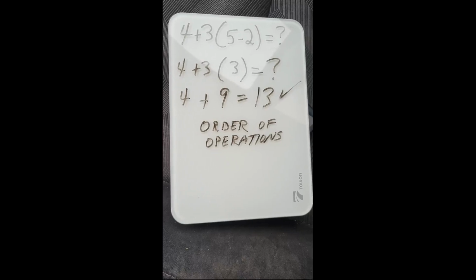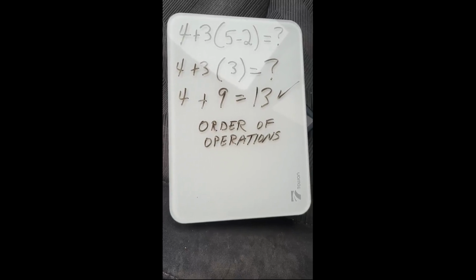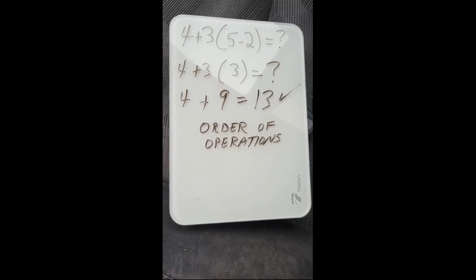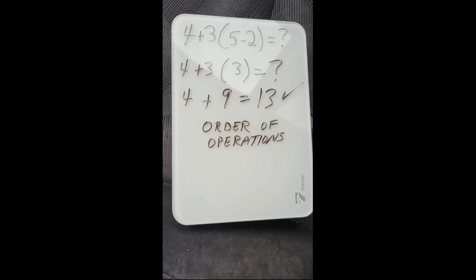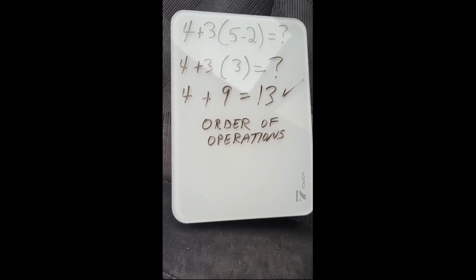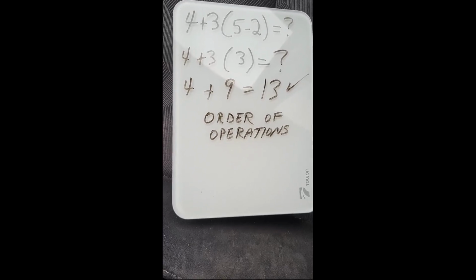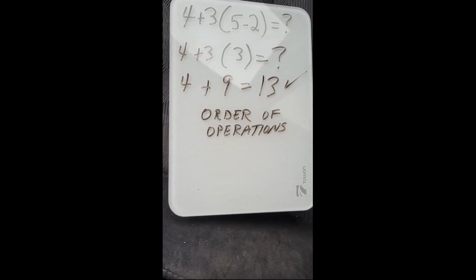All right, we've got another problem here that's popped up on Facebook. I'm seeing some correct answers, a lot of wrong ones. 4 plus 3 times the quantity, 5 minus 2. You remember the order of operations. You know that you solve inside of parentheses first.